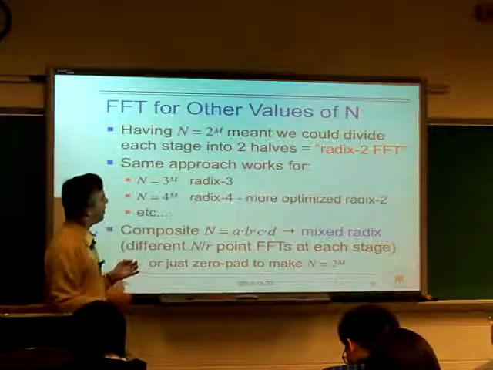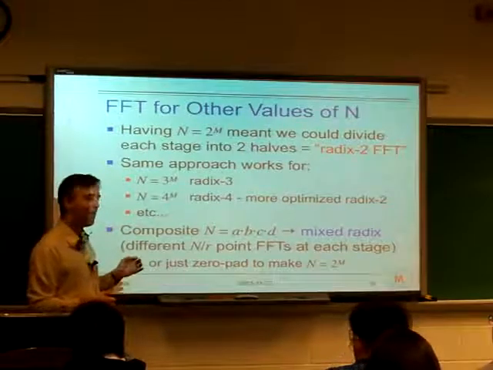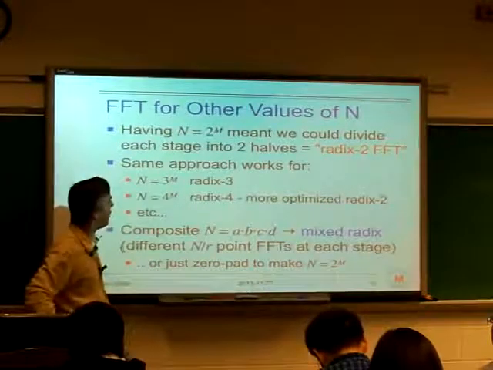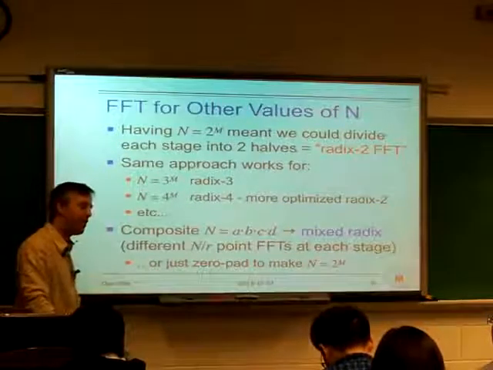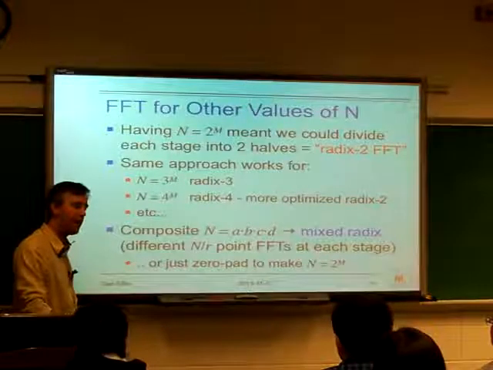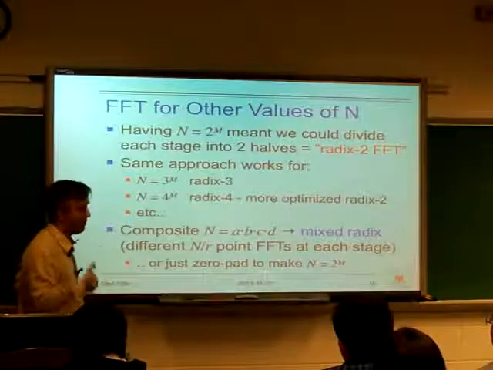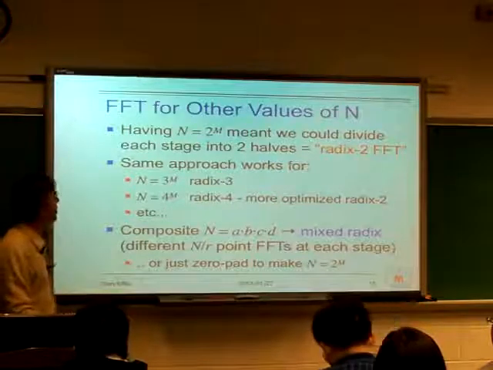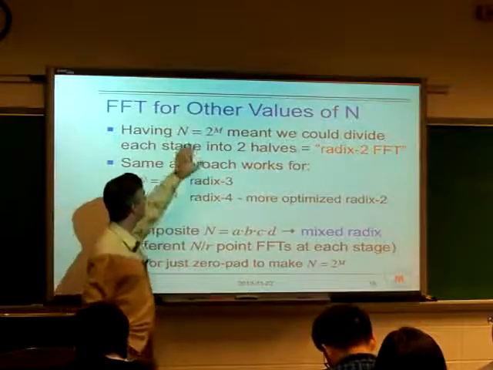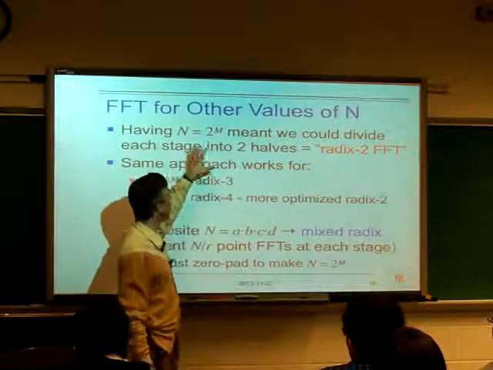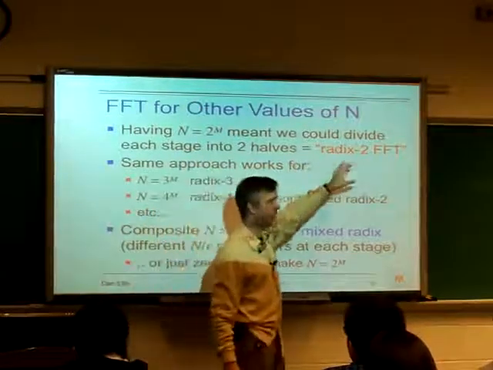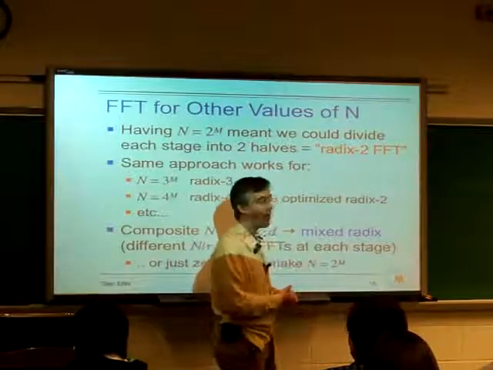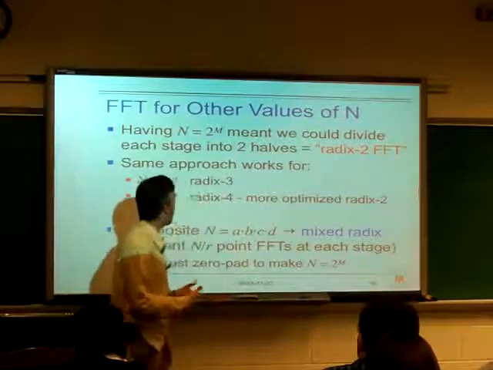So the biggest limitation on this, in order to realize this saving, was that we had to be able to divide the actual length of the DFT by 2 and get integer values multiple times. So we had to have n equal 2 to the m. And when we do that, we're calling it a radix 2 FFT. Radix is somehow the number base for this FFT operation.